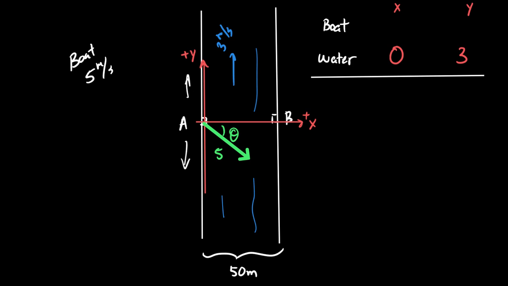I know you're still confused. Tell me something about the result, though. Do you know something about the result? Yes? You're just going to be going straight across. I do want to go just straight across. That's exactly right, which means the boat will have no y velocity. I know that.